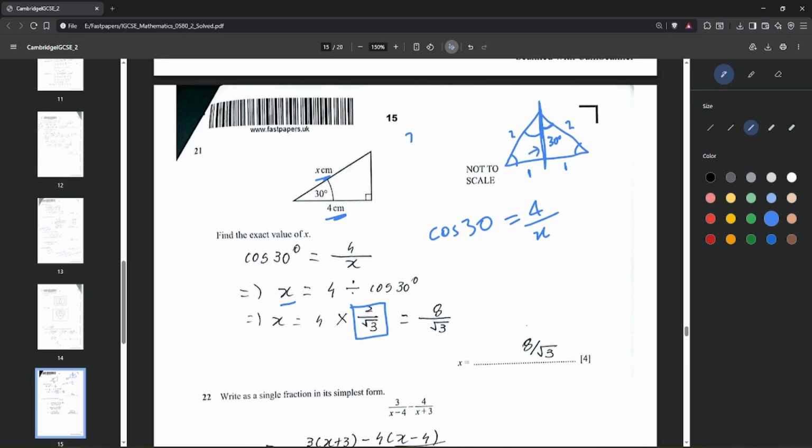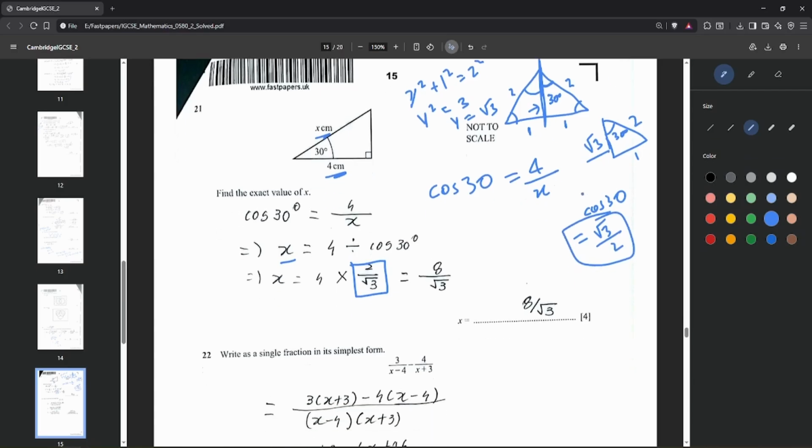Let's say this side is y. y squared plus 1 squared is equal to 2 squared, then y squared is equal to 4 minus 1, which is 3. So y will be root 3, right? So now we have a triangle like this, 1 and root 3 and 2, and this is an angle of 30 degrees. So cos 30 will be equal to adjacent, which is root 3, by hypotenuse, which is 2. So this is how we derive the value of cos 30 if you don't know the value.